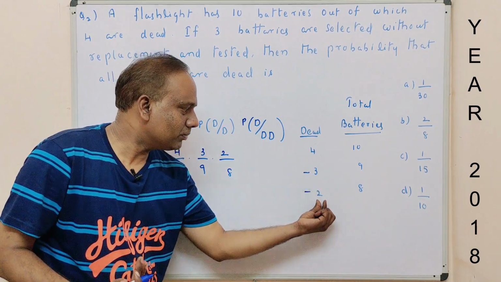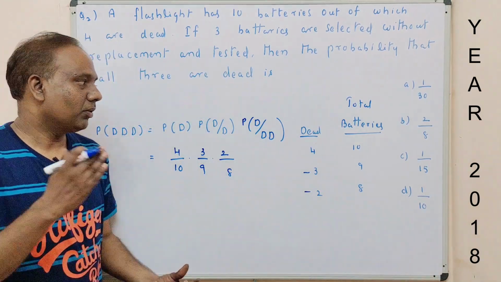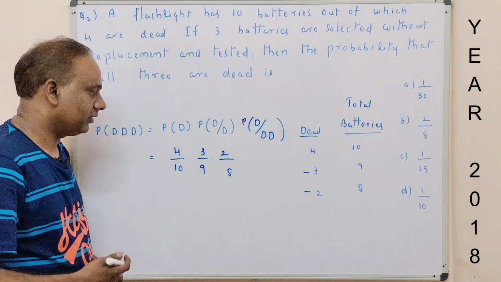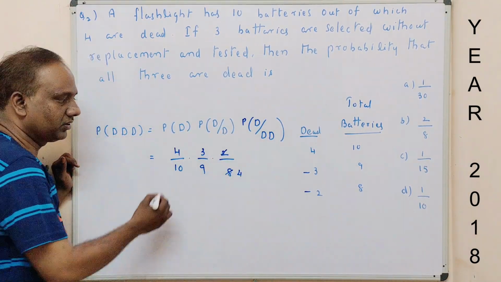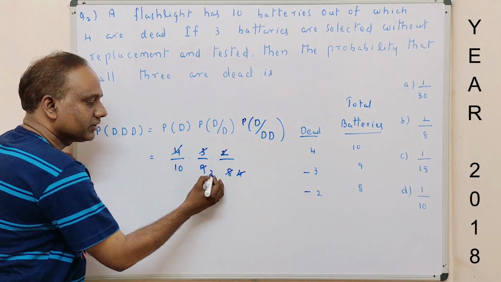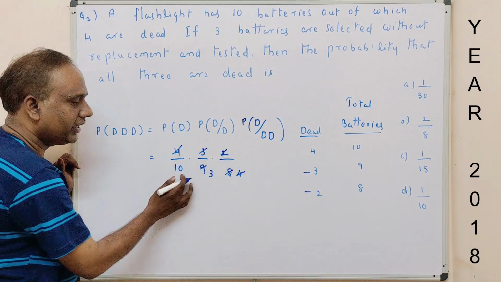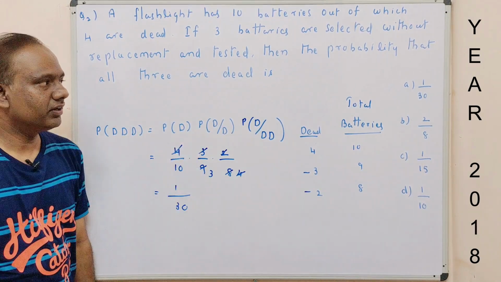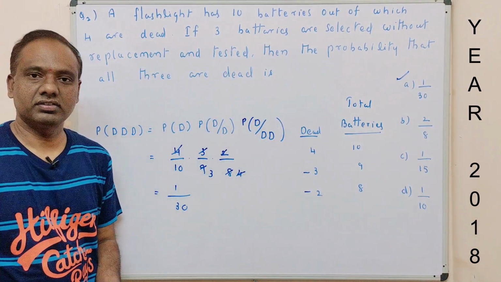That means this 3 becomes 2. Total batteries 9 becomes 8. So the third time, the probability of getting the dead battery is 2 by 8. Now here, cancel the common factors: 2 1 2, 4 4 4 cancel, 3 1 3 3. Here the numerator is 1 by 10 into 3. 10 into 3 is 30. So here option A is the correct answer.